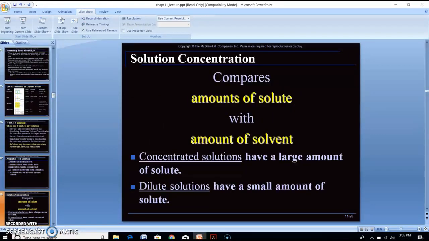Solution concentration compares amounts of solute with the amount of solvent. So when we talk about concentration, we are talking about how much solute is dissolved in a solvent. More solute means it is more concentrated. Less solute is a less concentrated solution. Concentrated solutions have a larger amount of solute. Dilute solutions have a small amount of solute.